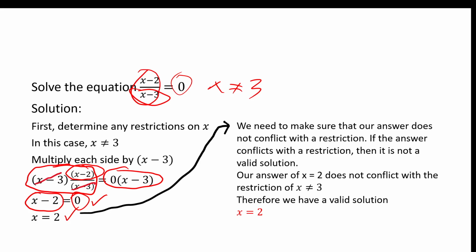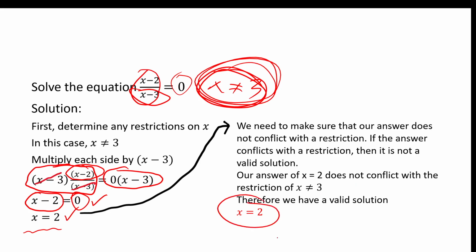You have to make sure that your answer doesn't conflict with a restriction. If the answer conflicts with a restriction, then it's not a valid solution. So for example, early on we said x cannot equal 3. If we get to the end of the question and the answer says x = 3, our job is to say no, it can't, because early on we stated a restriction that x cannot equal 3. But that doesn't happen in this case. Our answer of x = 2 does not conflict with the restriction of x cannot equal 3, and so therefore we have a valid solution. The solution is literally just x = 2.